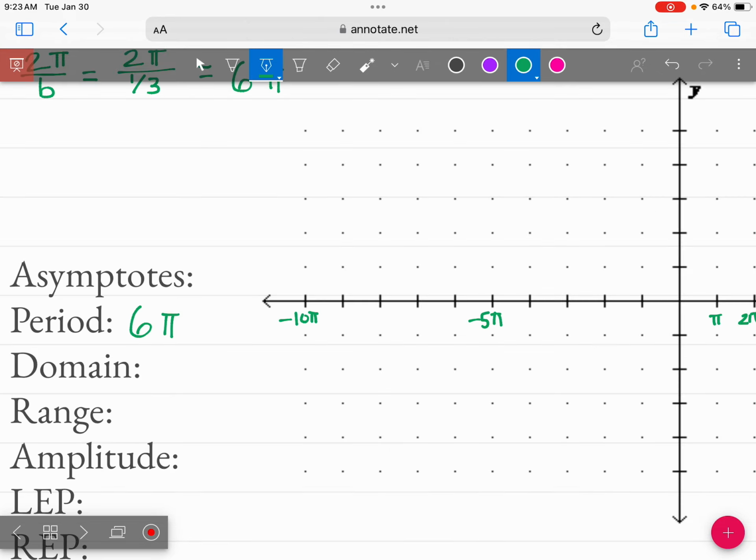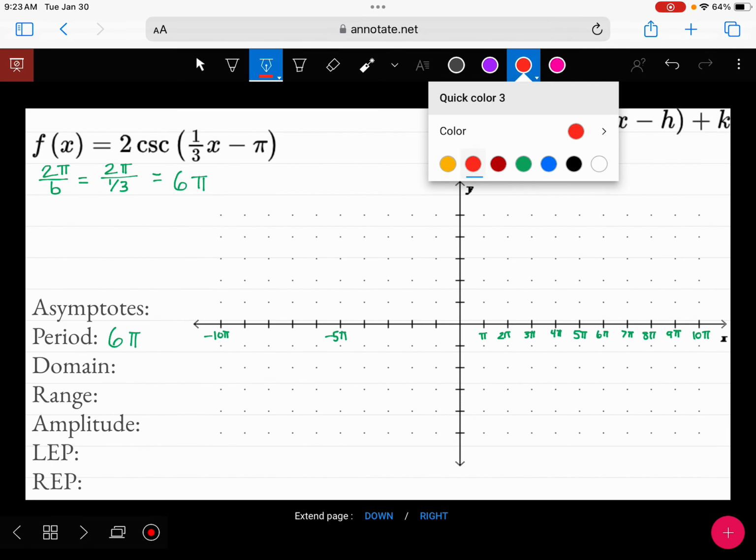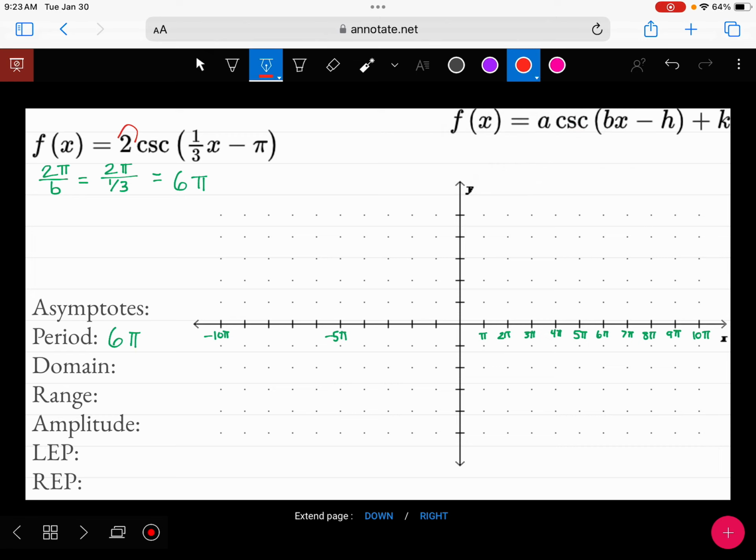So when we have a very long period, we need to make sure that we count big enough so we can get a whole period on the graph for sure. So that's why I like to do the period first, it helps me figure out what we're counting by. Okay, so then we're going to find our amplitude because it's easy to spot. So what's our amplitude? 2. Our amplitude's out in front.